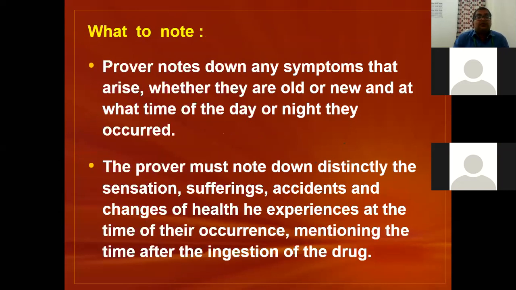What to note? The prover notes down any symptom that arises, whether old or new, and at what time of the day or night it occurs, the timing of the problem. Whether it is a new problem or an old problem, everything should be properly documented. The prover must note down distinctly the sensations, sufferings, accidents, and changes of health he experienced at the time of their occurrence, mentioning the time after the administration of the drug.